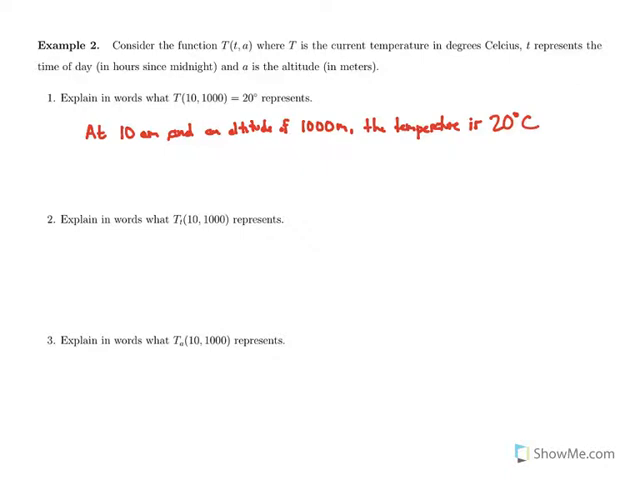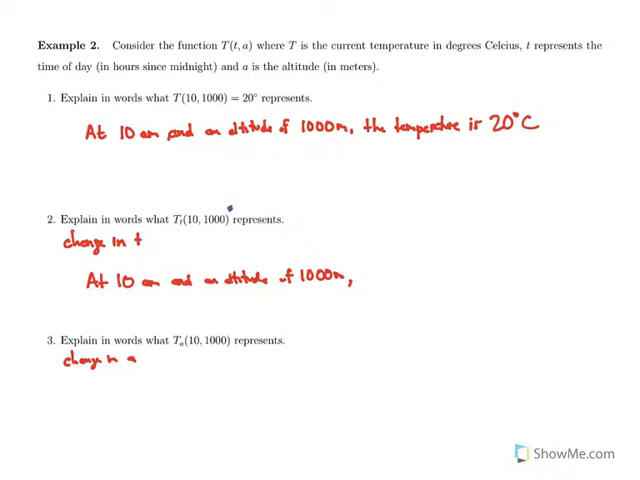That has nothing to do with derivatives, but it's kind of a review of what we've done in the previous sections. Now let's think about the partial derivative. So the partial derivative of capital T with respect to little t at 10, 1,000, what is that going to represent? That is going to be the change in T with respect to little t at that point. The other one's going to be the change with respect to A at that point. So we're saying at 10 a.m. and an altitude of 1,000 meters, this value is going to tell us how much the temperature changes as time changes.